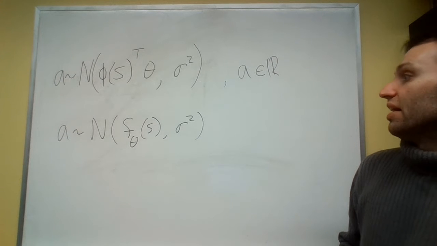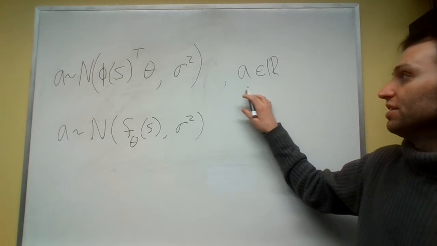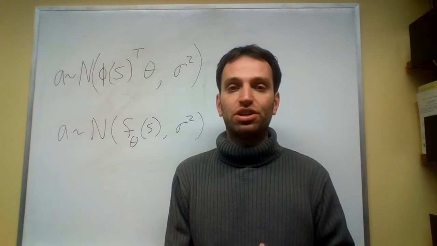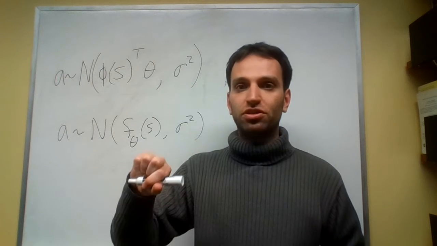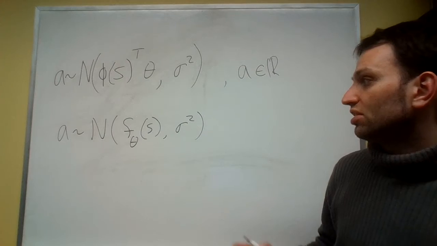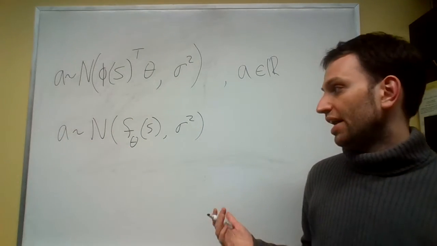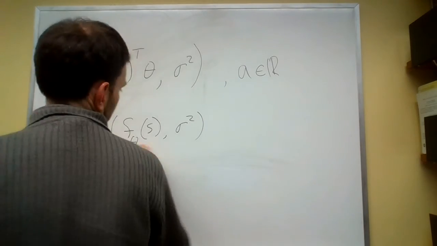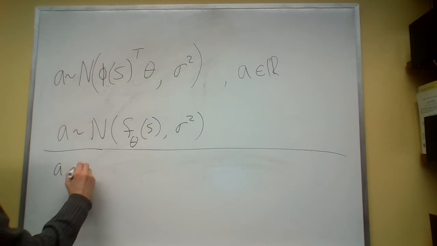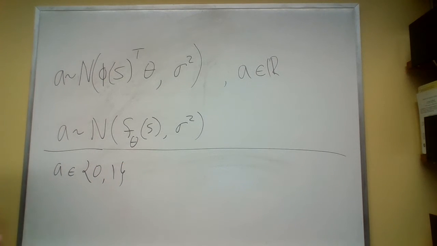Now, another thing you can do is say, okay, suppose that my actions are not real numbers. Suppose that I can only have two actions, for example, push to the right and push to the left. That's the case with cart pole. So how's that going to work? A can't be normally distributed anymore because A is not a real number. A is either 0 or 1. So what can you do in this case?